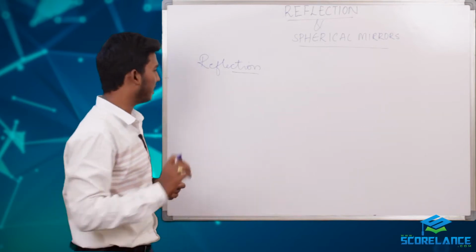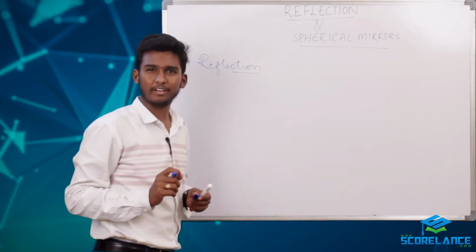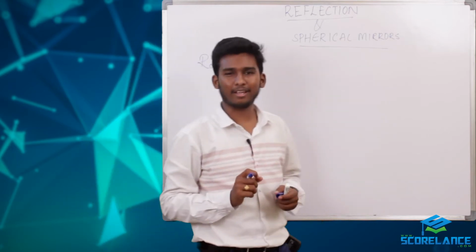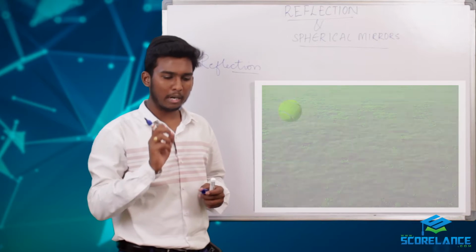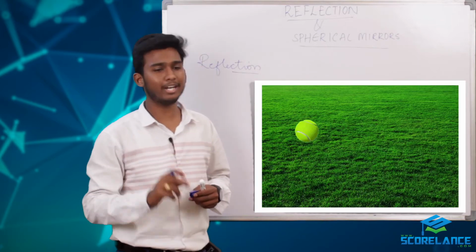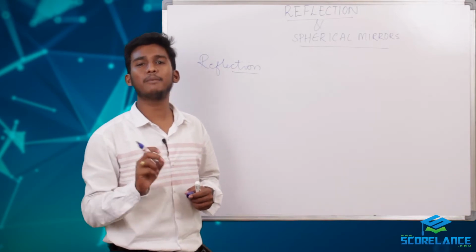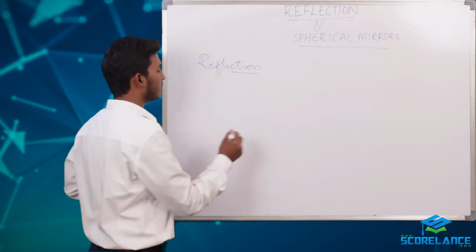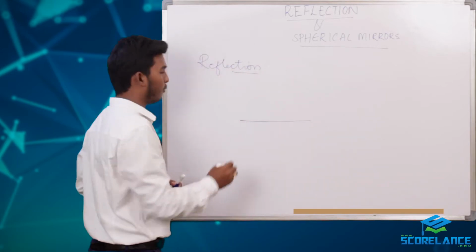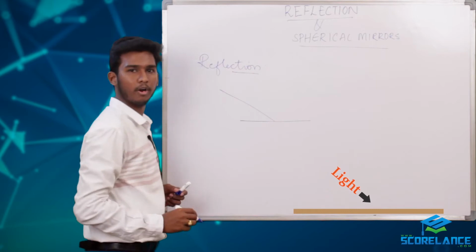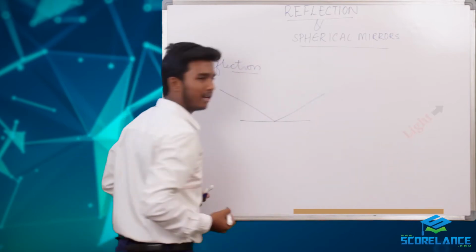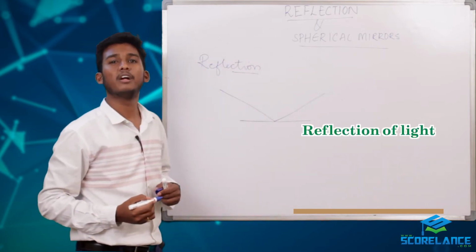For example, we all play cricket, right? When a bowler bowls, the ball hits the ground and it will bounce back. It will not go into the ground, right? So the same thing happens with light. Let us think this is an opaque surface. When the light hits the ground at a point, it will bounce back. This property is known as reflection.